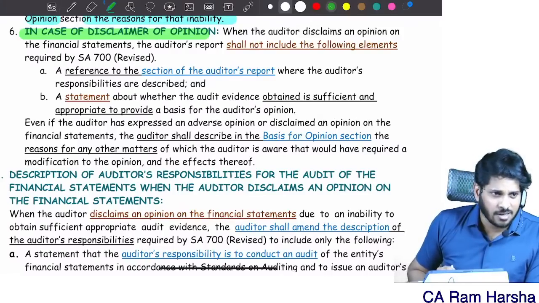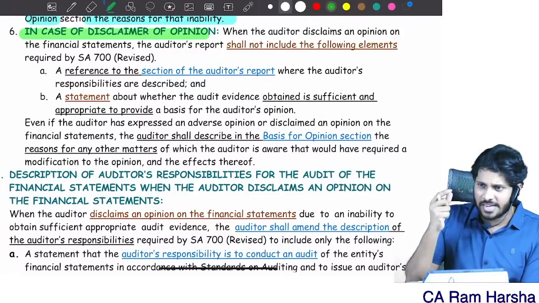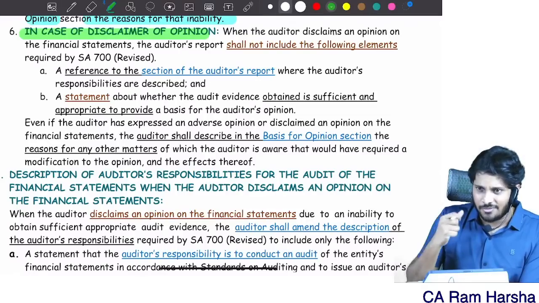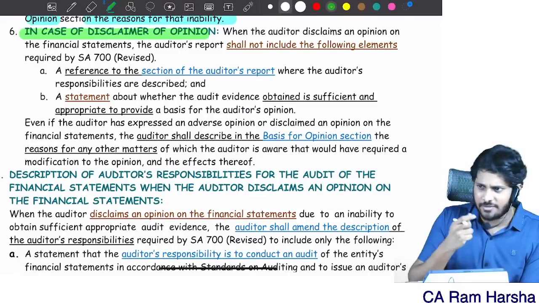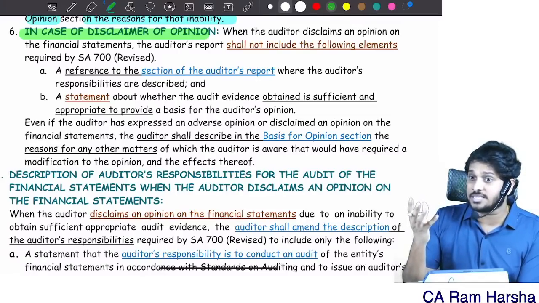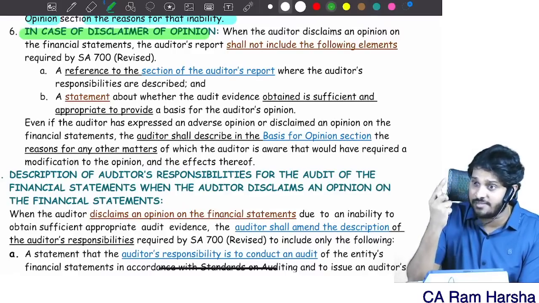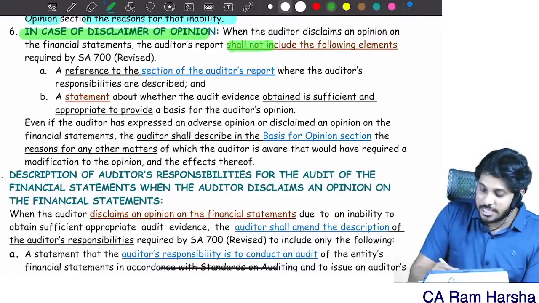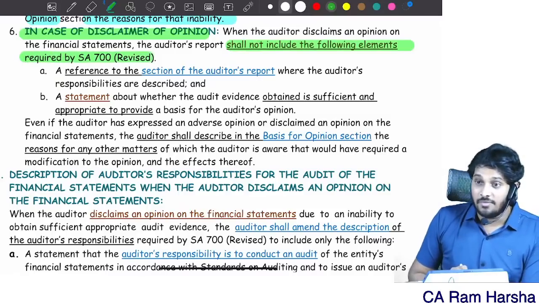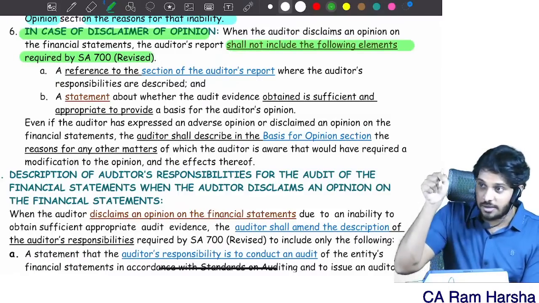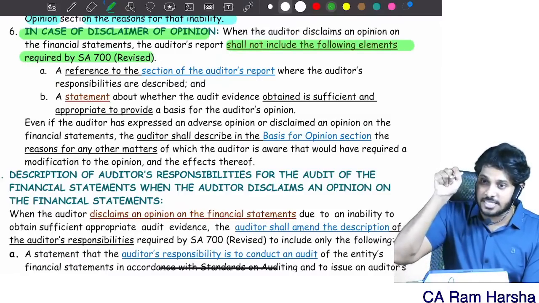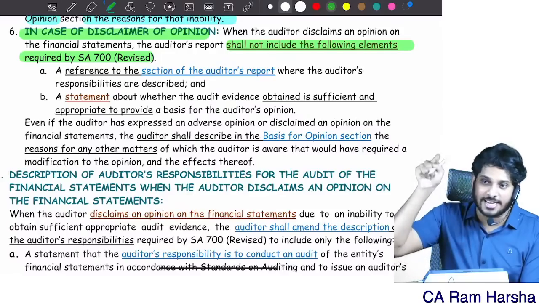Further, in case of disclaimer of opinion, just now we have seen how the basis for opinion section is modified. In that, are we mentioning that we conducted our audit as per standards on auditing, we are ethical, we are independent of the company, we have complied with ethical requirements, we believe that the evidence is sufficient and appropriate? Are we discussing this in the basis for disclaimer of opinion whenever we give a disclaimer of opinion? No. The auditor shall not include the following elements.